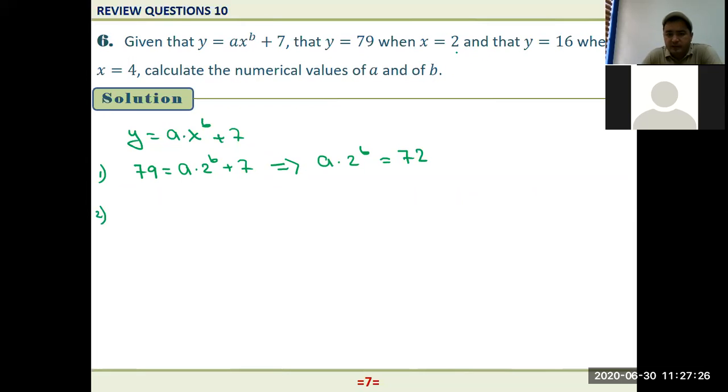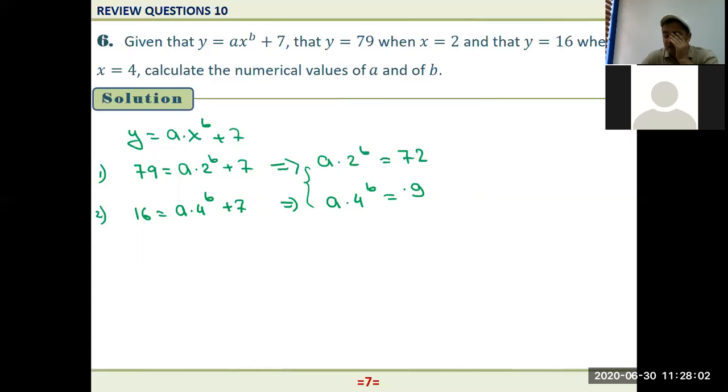How about the second piece of information? It says that y equals 16 when x equals 4. So this is a times 4 to the power b plus 7. Again, if you simplify this, we have a times 4 to the power b is equal to 16 minus 7, which is 9. So we have to solve these simultaneous equations. They are not simultaneous linear equations, they are simultaneous exponential equations.